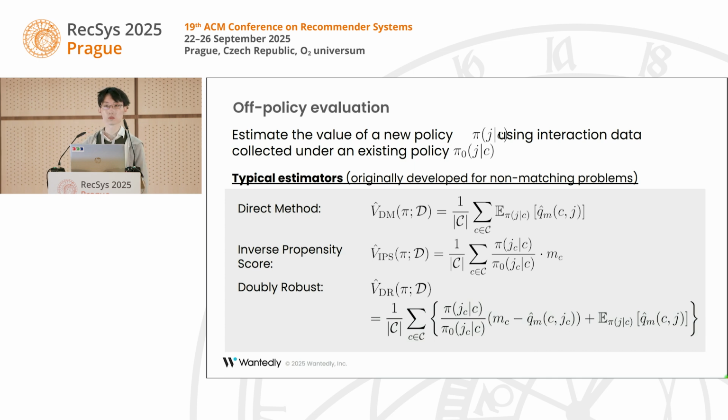Various estimators have been proposed so far for off-policy evaluation, but they were originally developed for non-matching problems. Direct method, DM, predicts the matching probability q_M directly, and it has low variance, but it can be biased if the predictor is not accurate. Inverse propensity scoring, IPS, uses the importance weight pi over pi_0 to correct the distribution shift between the new policy and the existing policy. It can be unbiased, but it often has large variance. Doubly robust, DR, combines DM and IPS and achieves a better bias-variance trade-off.